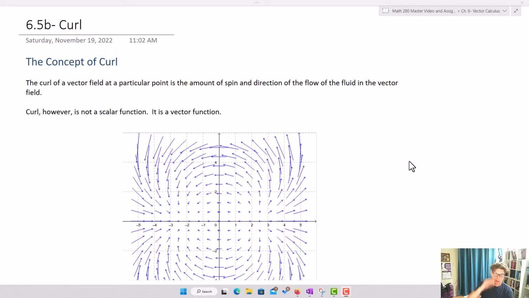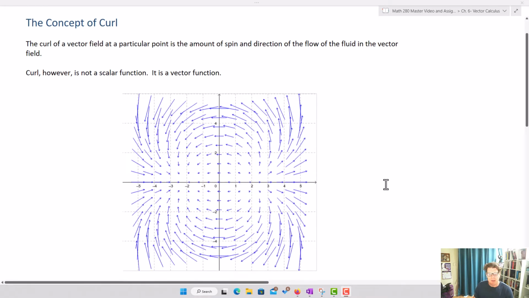What that brings us to is a really important point: curl is not a scalar function like divergence. So we're not going to get a scalar back for curl. Instead, we're going to get a vector, and that's going to tell us a direction, and it will also have a magnitude. So the curl of a vector field at a particular point is going to be that spin and its direction of the flow of the fluid in the vector. Curl, however, again, is not going to be a scalar function. It's going to end up being a vector function. And when we actually look at it, you'll see.